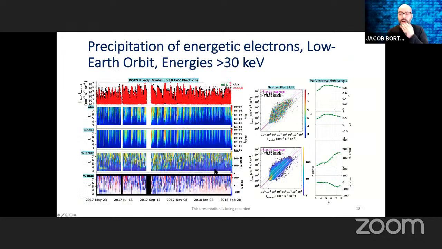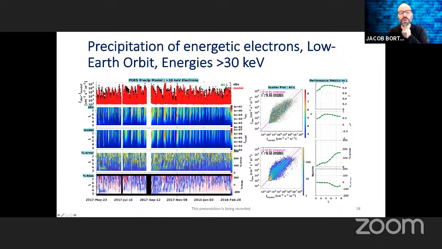Okay. I promised the whole environment, and so now we can move from in situ trapped fluxes to precipitating fluxes. This is a model of POES data, precipitating data for 30 keV electrons. This is developed by my researcher who works with me, Seth Claudepierre. And it's a complicated and busy plot. We see a bunch of error metrics on the right-hand side here.